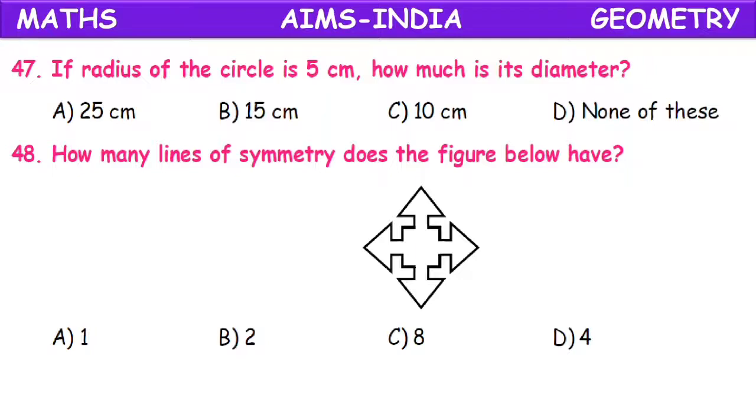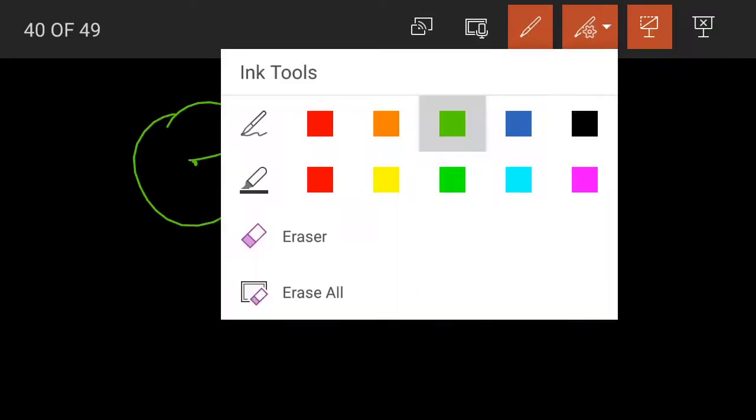Next question number 47. If radius of the circle is 5 centimeters, then how much is its diameter? We have already learned about circles that this will be a radius and this will be the diameter of the given circle.